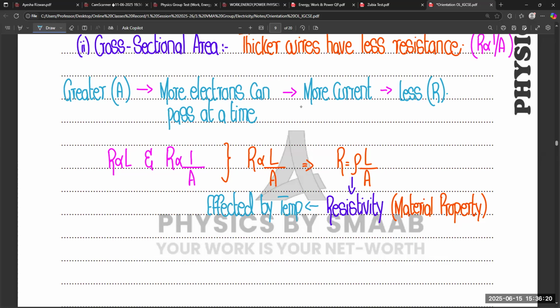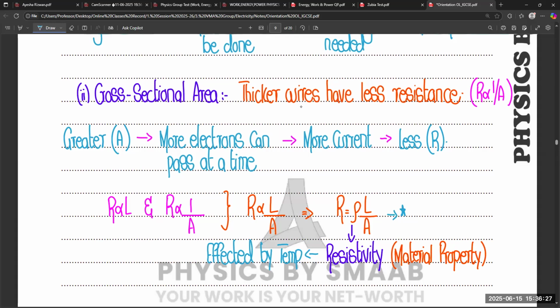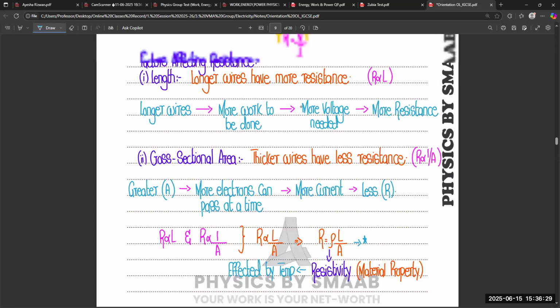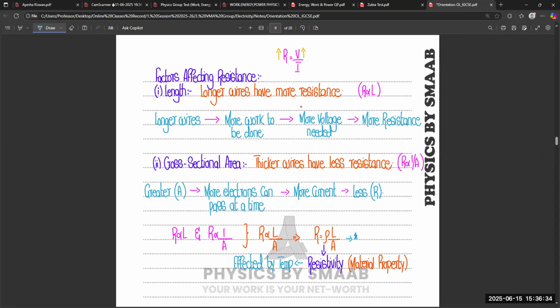Affected by temperature. This formula is very, very important for calculation because now we practice some questions related to this specific concept of the factors affecting resistance. So you will get an idea of how to apply this formula in the calculation and what type of questions we are getting in the past papers related to this topic.